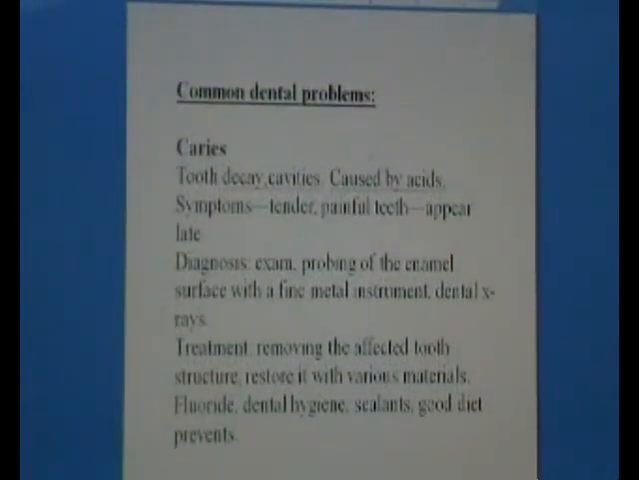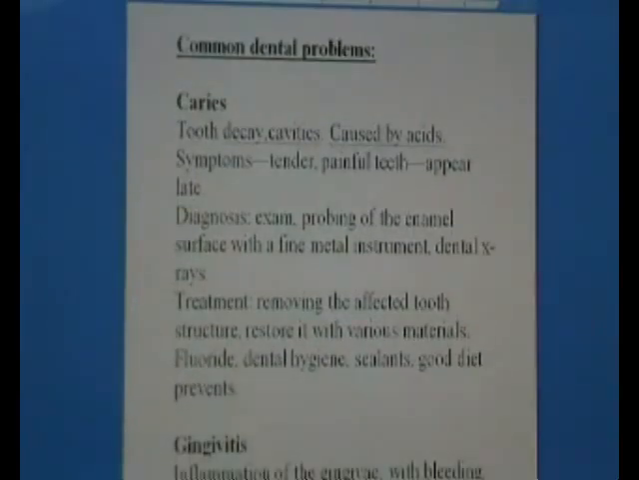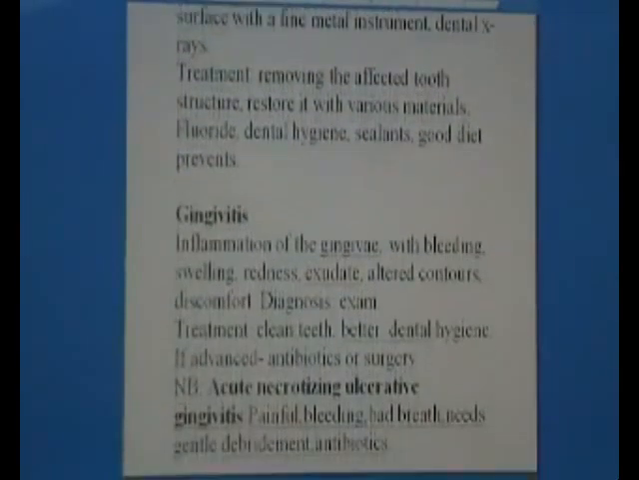Caries, tooth abscess, acids, tender, painful teeth, warm, probing of the teeth. Treatment: removing the affected tooth structure or restoring it. That's really dental work, isn't it?